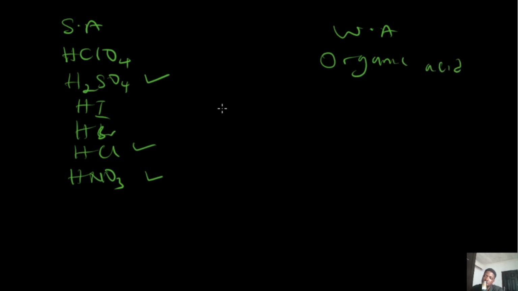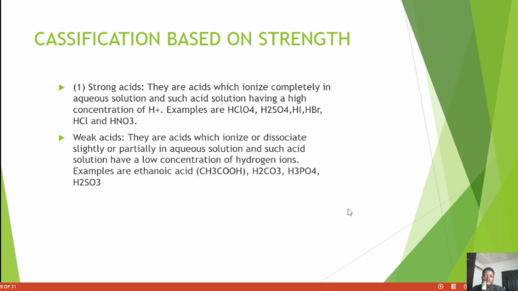Every organic acid is a weak acid. So just have that in mind, that they will not undergo complete ionization to produce hydrogen ions. Okay, with that said, we would move ahead basically. So weak acids are acids that ionize or dissociate slightly or partially in an aqueous solution, and such acid solutions have a low concentration of hydrogen ions.